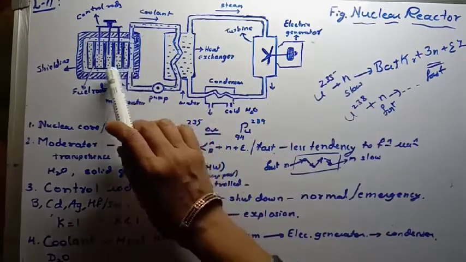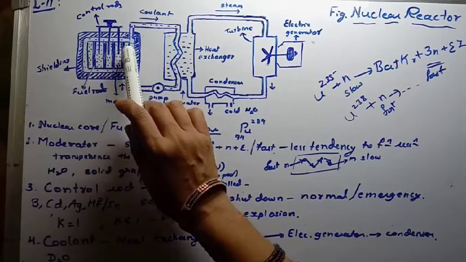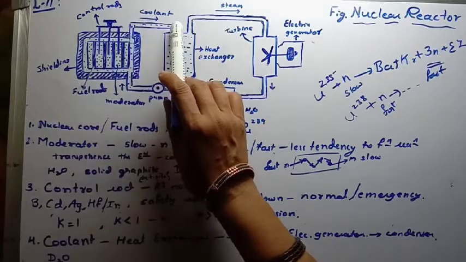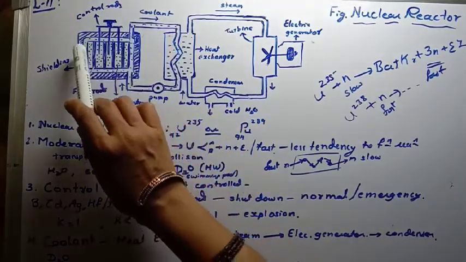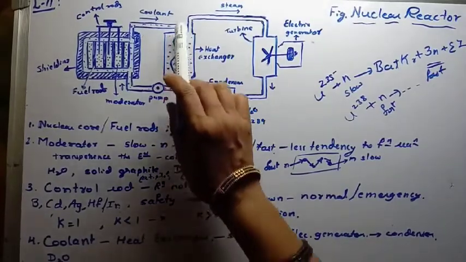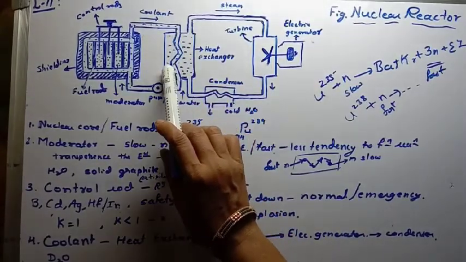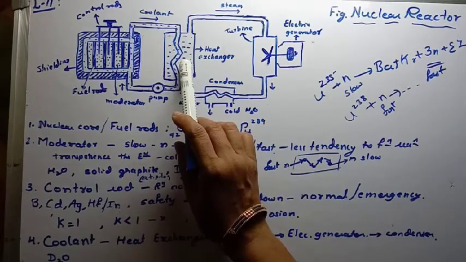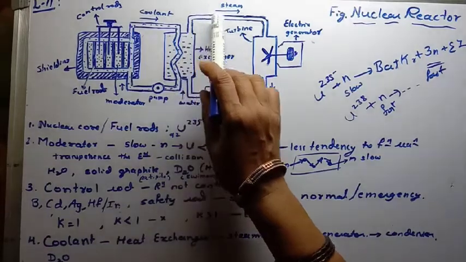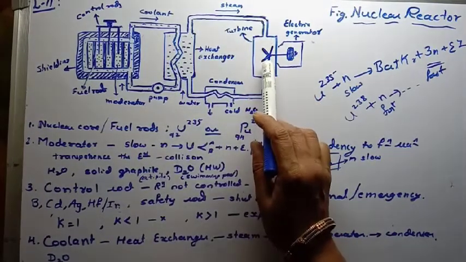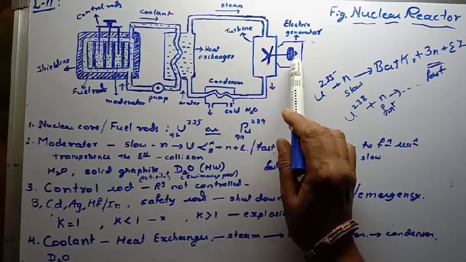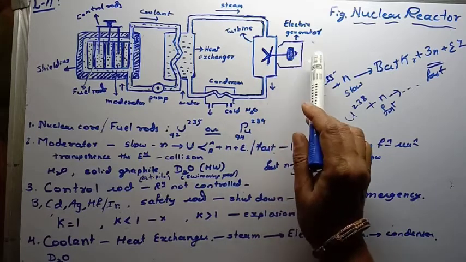Whatever heat is liberated here will be absorbed by the coolant circulating like this. From here hot coolant will enter, and from here cold coolant will enter. The hot coolant, when it passes through this pipe in the chamber, makes the water, with which this chamber is filled, get hot and start boiling, and steam will be formed. That steam comes out here and enters the turbine. When the turbine starts working, coupled with the electric generator, electricity will be generated.